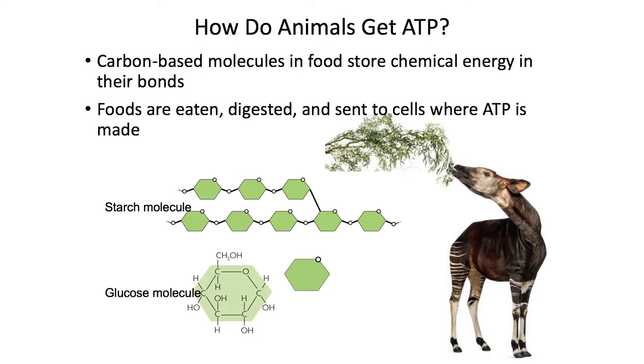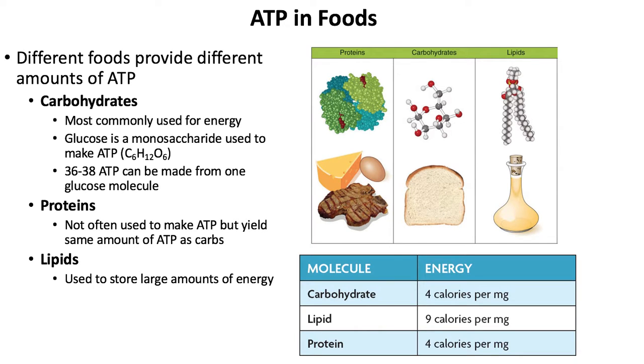And different types of foods can actually make different amounts of ATP. So for example, what we most commonly use to make ATP involves carbohydrates. Carbohydrates are most commonly used for energy inside of our cells. And glucose is one example of a carbohydrate. Glucose is a simple sugar. It's a monosaccharide. Here's the chemical formula for glucose, C6H12O6, which is something you'll have to learn. And glucose can make 36 to 38 ATP for your cells.